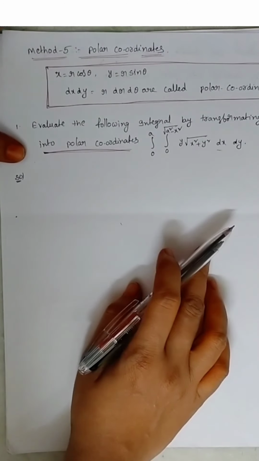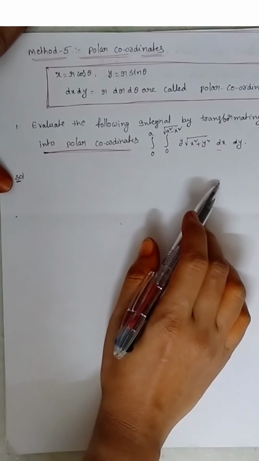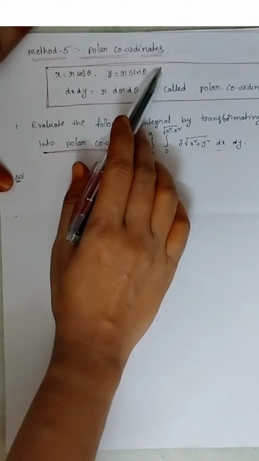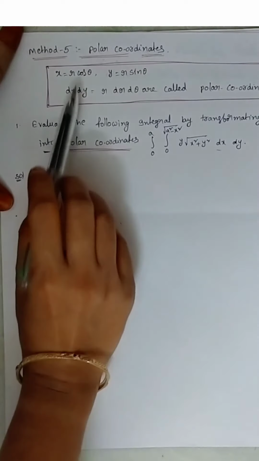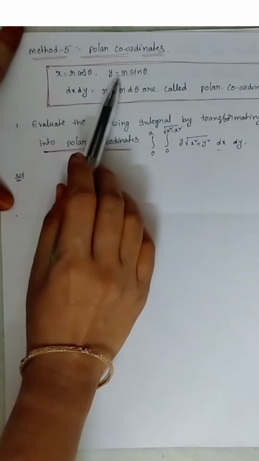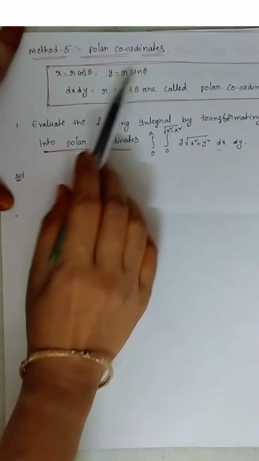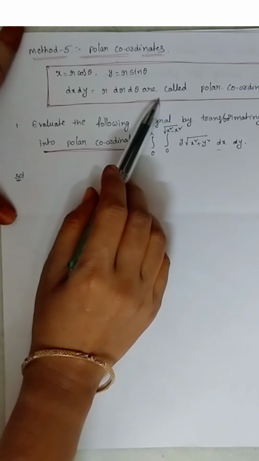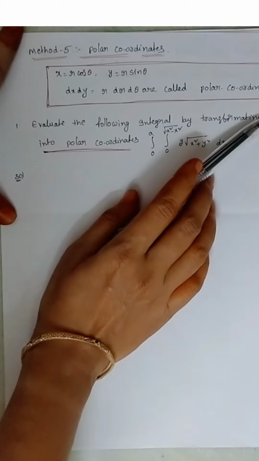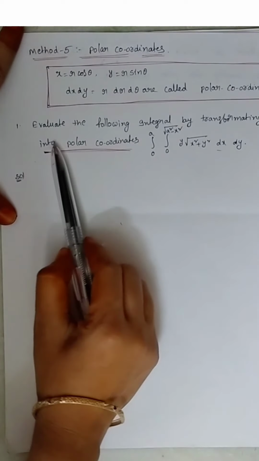Good morning students. Next method in multiple integrals is polar coordinates. This is method 5. The polar coordinates are x equals r cos theta and y equals r sin theta, and dx dy equals r dr d theta. So first observe the first problem.